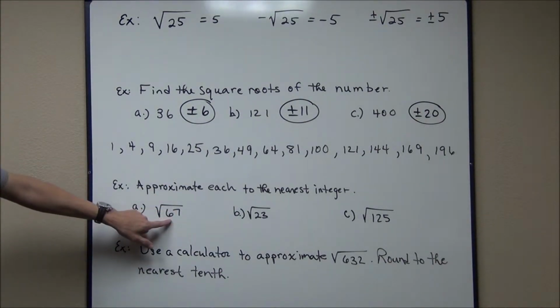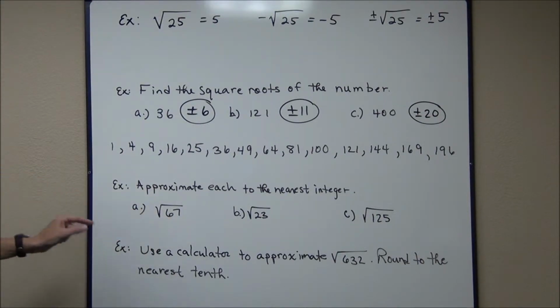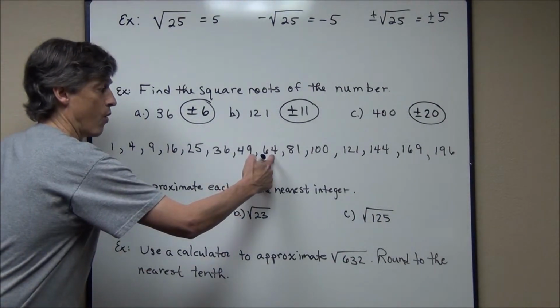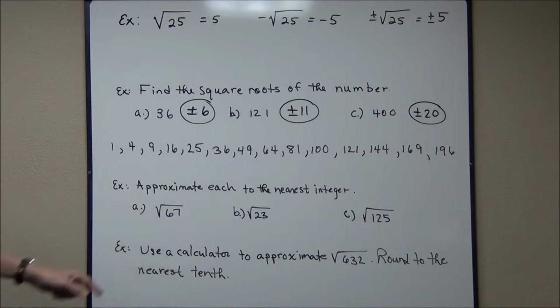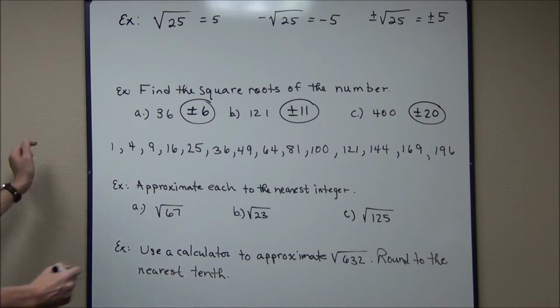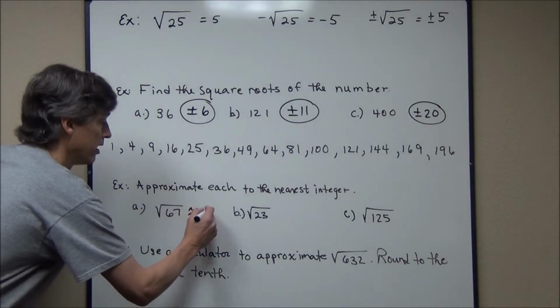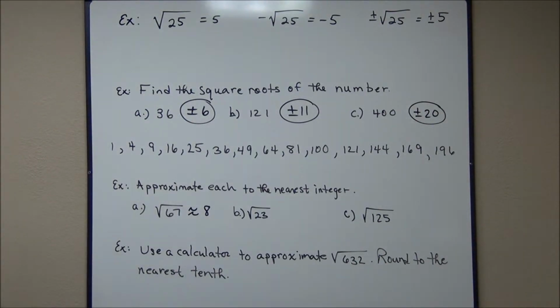There is no nice neat number times itself that gives me 67, but I do notice that 67 and 64 are very close. And I know that the square root of 64, the principal square root, the positive, would be 8. So I'm going to approximate this as 8. Okay? The little squiggles like that mean it's approximately.